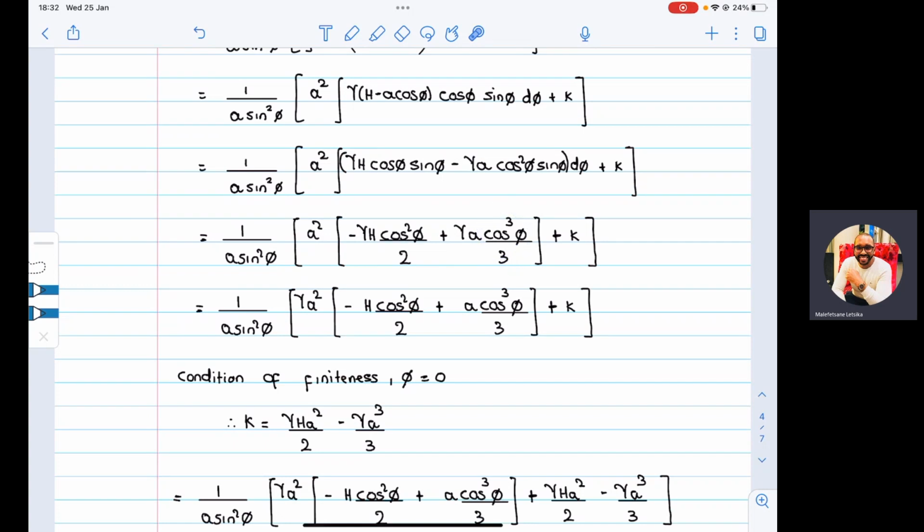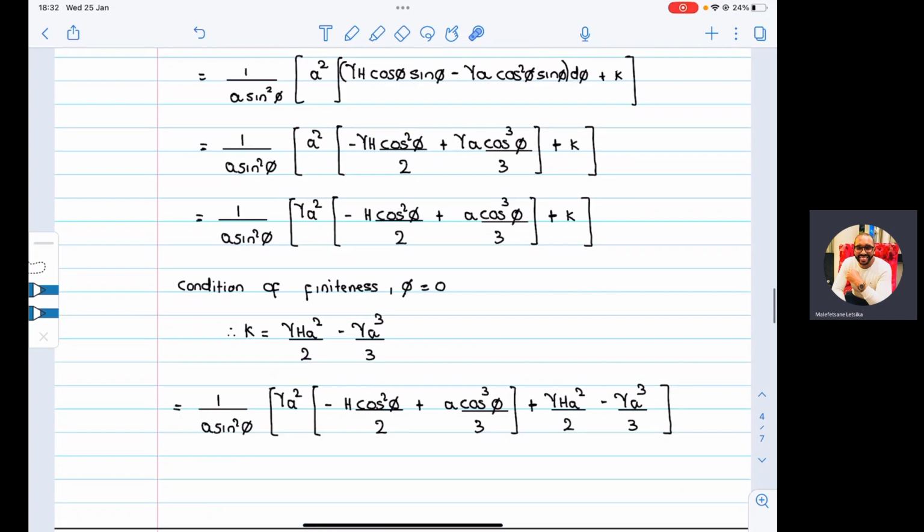Okay, and of course, I still have my a squared, and 1 over a sine squared phi is still outside as well. I'm going through step by step because this is very complicated. It's really complicated, very, very maths heavy. Okay, so now if you factor out gamma, because as you can see here gamma is a common factor, you have gamma a squared, and you're left with minus h cos squared phi over 2, and then a cos cubed phi over 3, and then plus k.